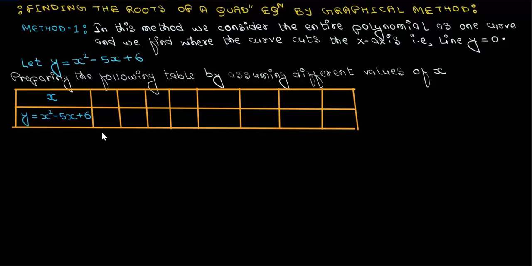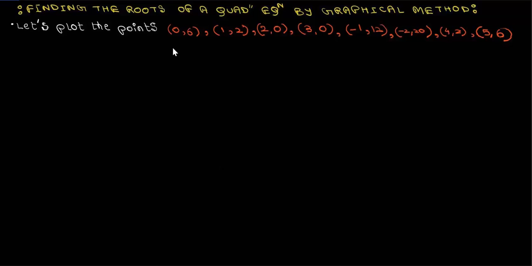We will plot a table and put different values of x. If x is 0, y is equal to 6. If x is 1, y equal to 2. If x is 2, y equal to 0. Similarly we get these x and y points. So these are the coordinates in the xy plane. Finding the roots of this is the graphical method. So let's plot the points 0 comma 6, 1 comma 2, 2 comma 0, 3 comma 0, minus 1 comma 12, minus 2 comma 20, 4 comma 2, 5 comma 6.